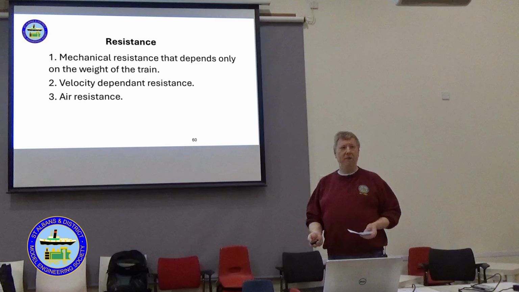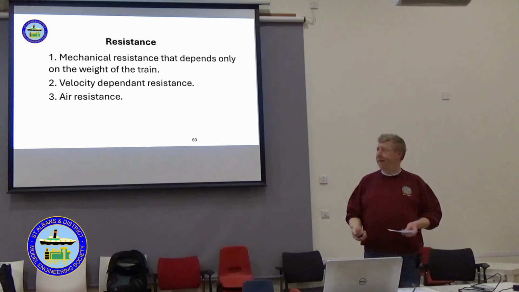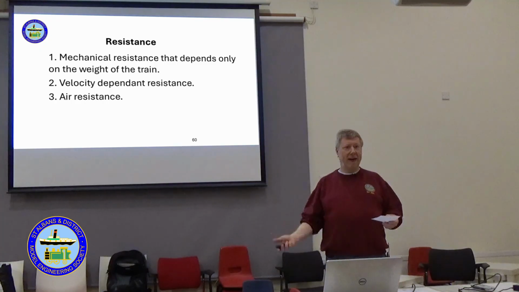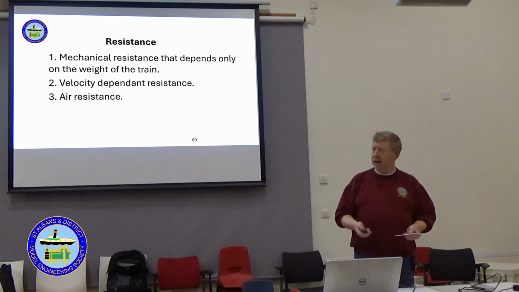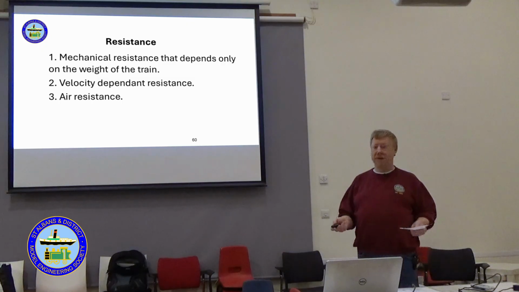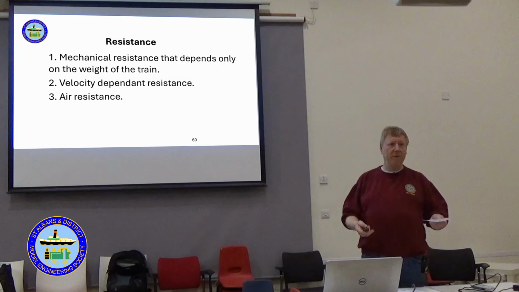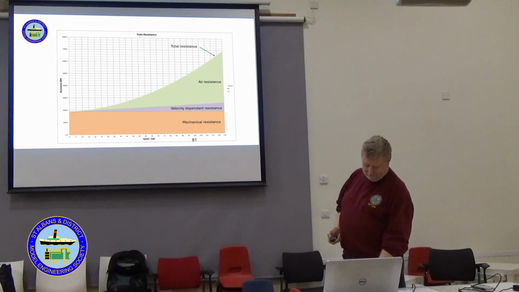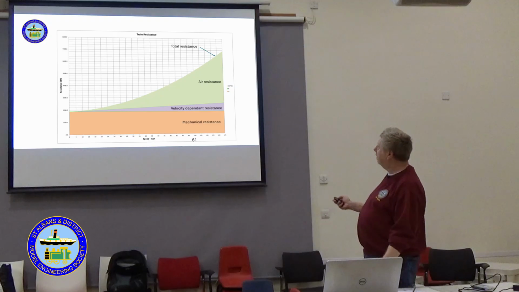And then you've got air resistance, so that's drag. Obviously drag on the front, the sides and the back of the train as it goes along. The thing about these are linear, so you double the speed, you get double the resistance. With air resistance, you double the speed, you get 4 times the resistance. You add all of them together, and you get the total resistance.